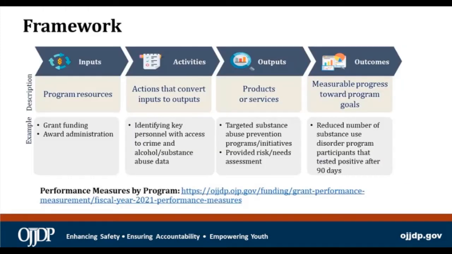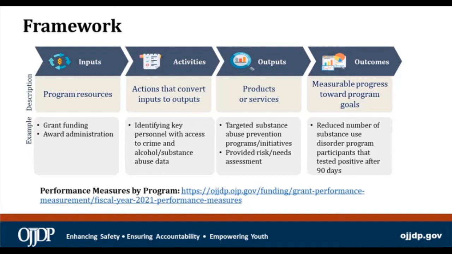The framework or logic model used to write the performance measures includes 4 components: inputs, activities, outputs, and outcomes. Inputs are program resources such as grant funding and award administration. Activities are actions that convert inputs to outputs and can be anything from identifying key personnel with access to crime and alcohol abuse data to establishing information sharing agreements. Outputs are products or services that are the result of activities such as trainings and meetings.